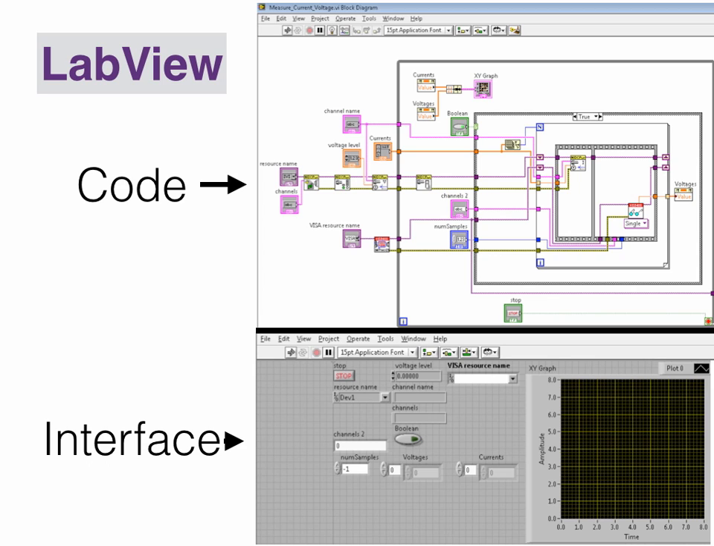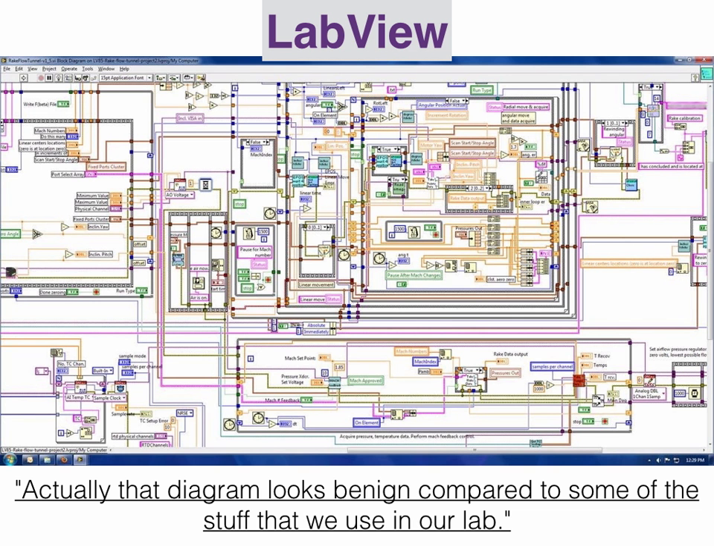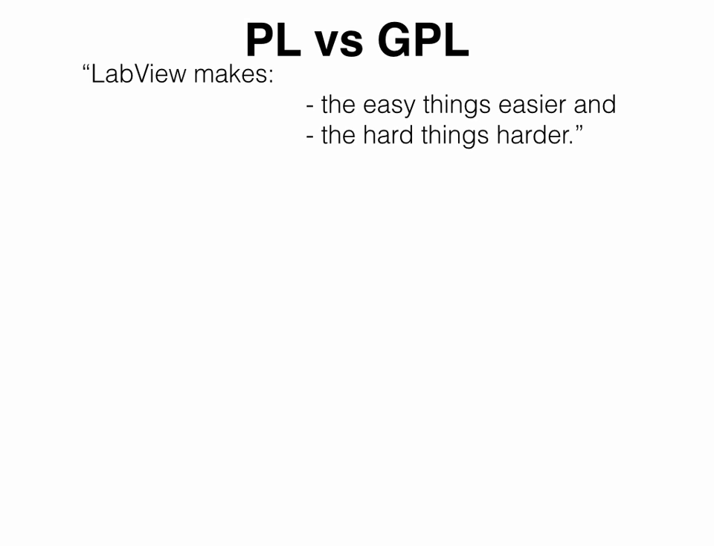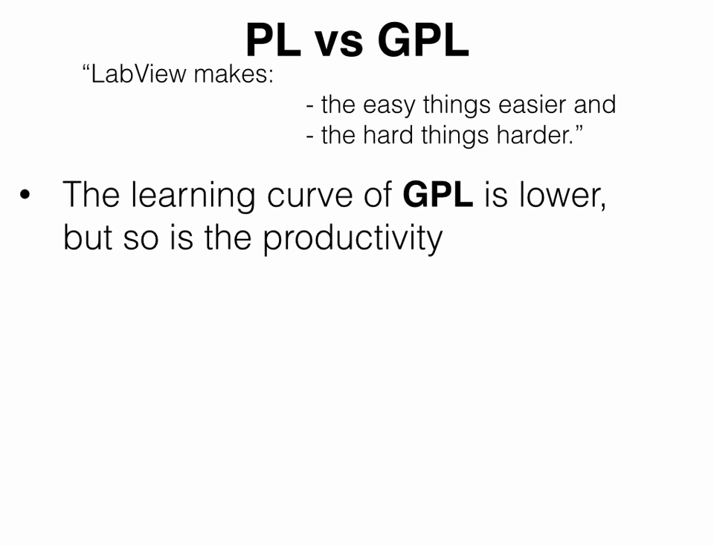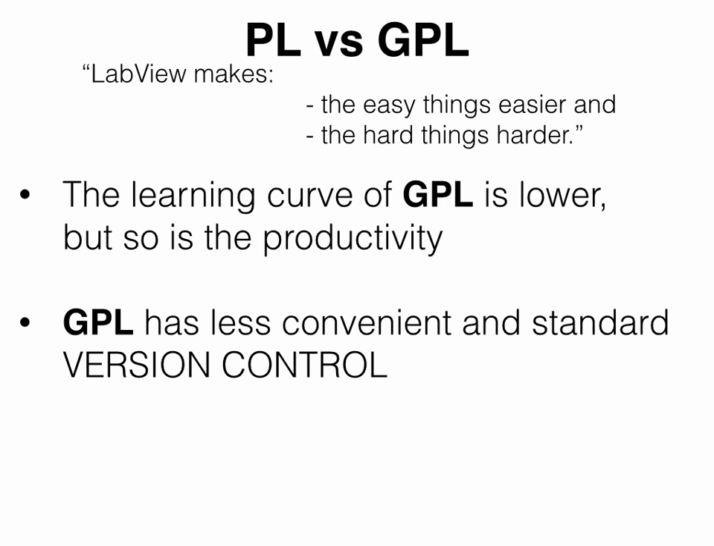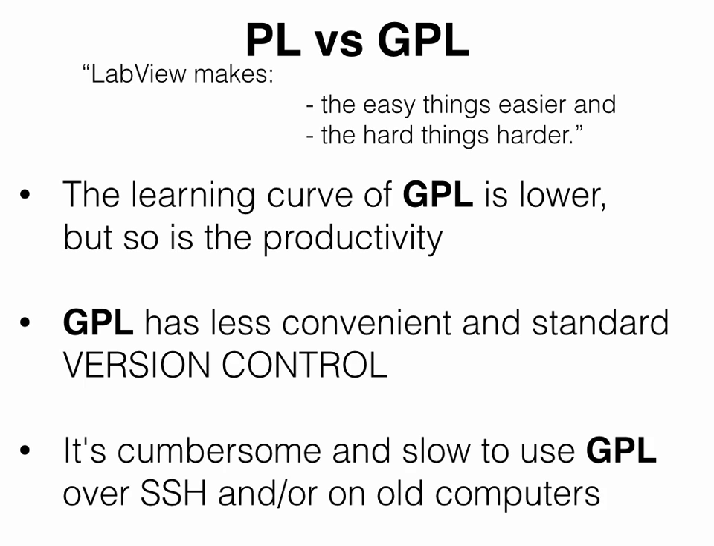As you can see, LabView doesn't use text-based code but a flowchart. This is powerful to rapidly implement simple programs, but when the program becomes more complex, you get into this. LabView makes the easy thing easier and the hard thing harder. The learning curve of graphical programming language is lower but so is the productivity. One of the advantages of a programming language is much more convenient version control. Moreover, it is cumbersome and slow to use a graphical programming language over SSH or on old computers.